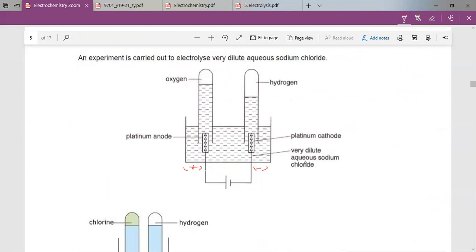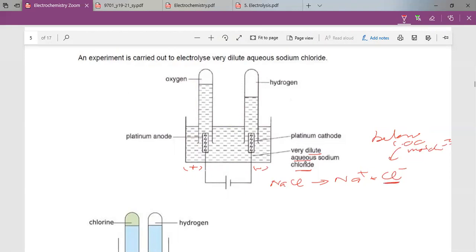Aqueous, see, very dilute. They say very dilute. See, in Form 5, this one also says very dilute, which means there is no concentration effect. It means here we have NaCl, which gives you what? Na+ and Cl-. That means this is below 1.00 mole per dm cube. See now, below, it means you cannot consider the concentration effect here.